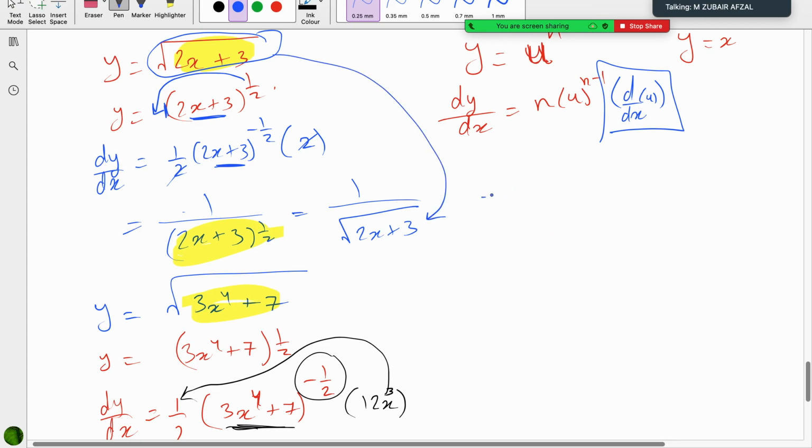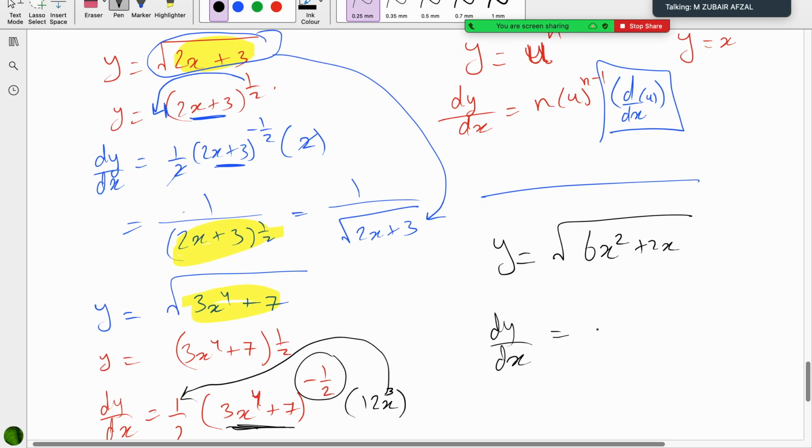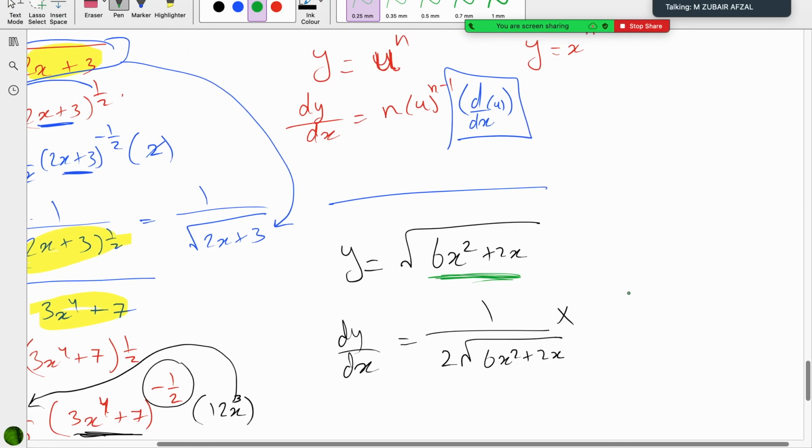So the direct form, how you can directly solve the square root questions is y is equals to, let's say we have square root of 6x square plus 2x. So whatever the question is, dy by dx, you always write 1 over 2 and rewrite this 6x square plus 2x. One thing, and then you multiply it with the differentiation of this function inside the square root, which is 12x plus 2. This is how you can directly solve the differential involving square root.